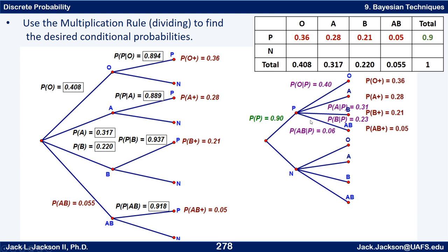These are the probabilities given P, so this is the probability of O given P, probability of type A blood given it's positive, probability of type B blood given it's positive, and probability of AB given it's positive, those probabilities right there. And we could fill out the rest of the tree, but those were the 4 things that we were interested in finding, so we're going to stop right there. So you might, just for fun, go back and finish up the table and the trees as well.